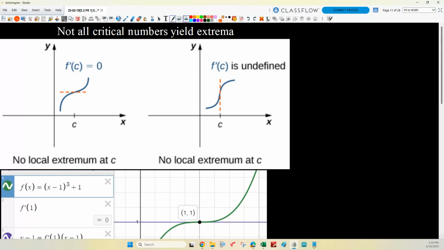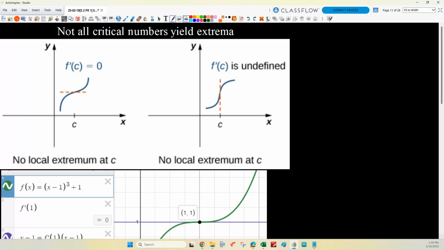Okay, well, that is a horizontal tangent. The derivative is equal to 0 there, and yet it's not a peak or a valley, right? You could have places where the derivative is undefined, like a vertical tangent line. Again, that's not a peak or a valley, though, right? So not all critical numbers are necessarily going to yield extrema. However, every extremum would have to occur at a critical number.